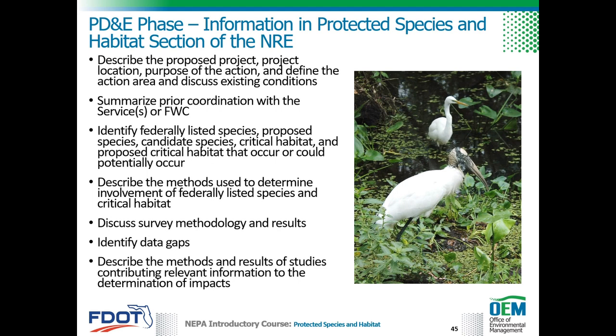4. Describe the methods used to determine involvement of federally listed species and critical habitat within the action area. It may be useful to rank potential involvement of each species based on probability of occurrence, for example, low, moderate, high, and define the basis for these probabilities.